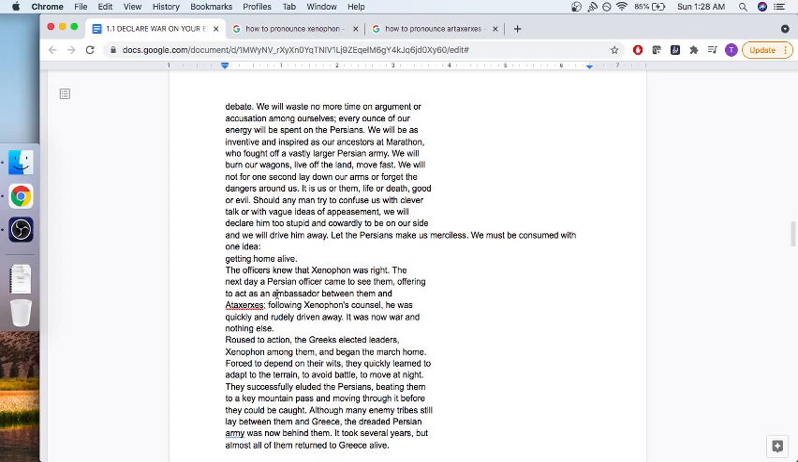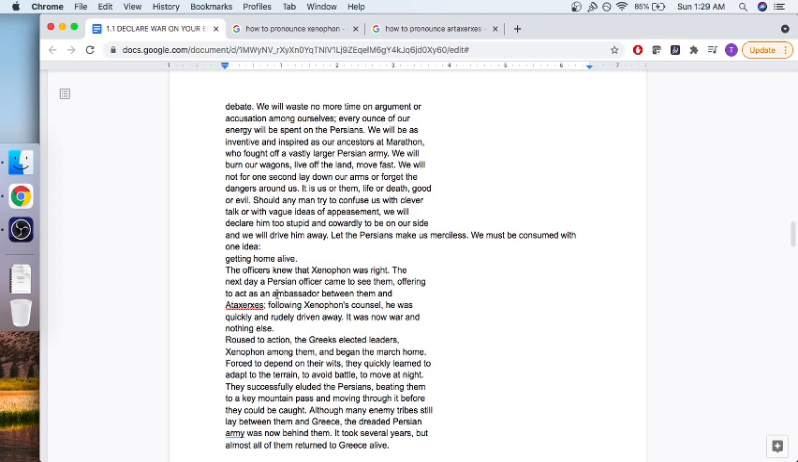We will not for a second lay down our arms or forget the dangers around us. It is us or them, life or death, good or evil. Should any man try to confuse us with clever talk or vague ideas of appeasement, we will declare him too stupid and cowardly to be on our side, and we will drive him away. Let the Persians make us merciless. We will be consumed with one idea, getting home alive. The officers knew that Xenophon was right.